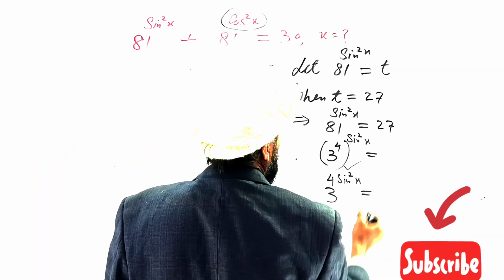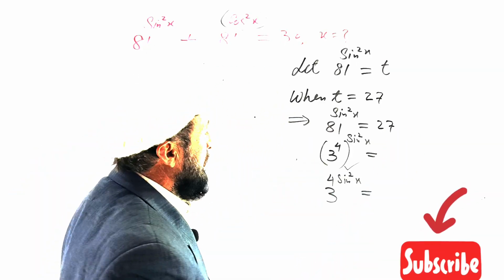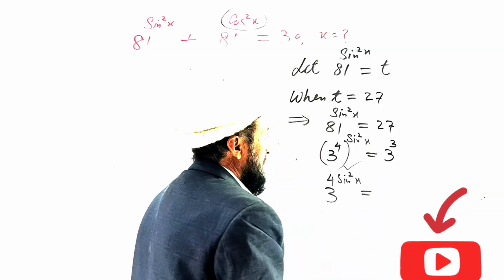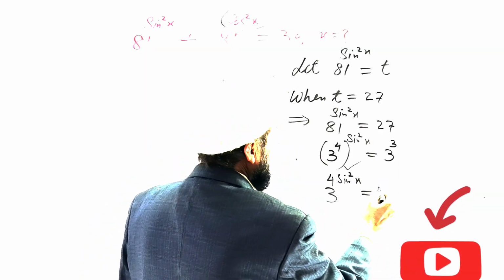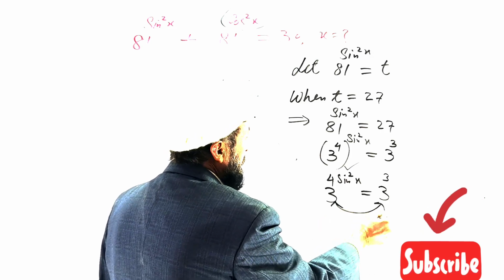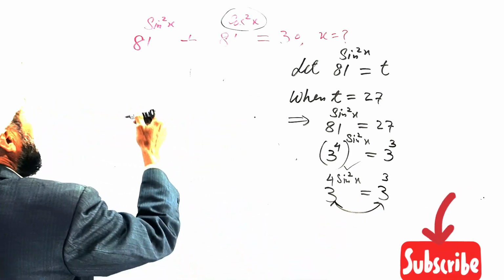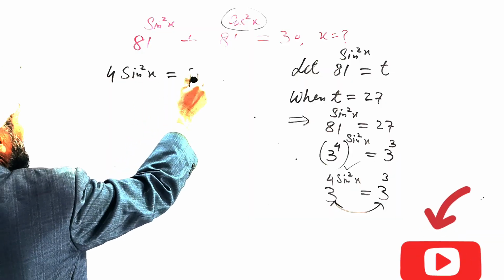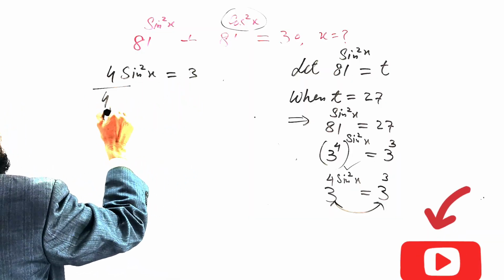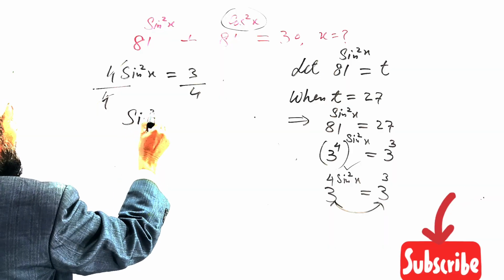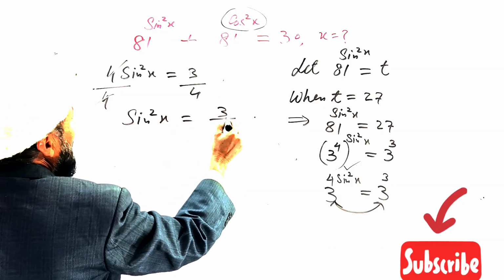So what will happen? The same process we are doing here. We can write here 3 exponent of 3 and 3 exponent of 3. Now bases are same again, so we are comparing their exponents. 4 sin square x is equal to 3. Dividing both sides by 4, both are cancelled. This one, sin square x is equal to 3 by 4.